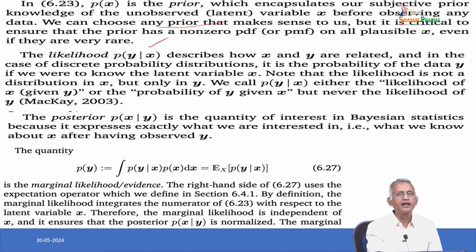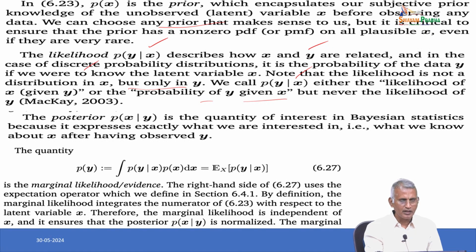So, for the likelihood, P(y|x) describes how x and y are related. In the case of a discrete probability distribution, it is the probability of the data y if we were to know the latent variable x. Note that the likelihood is not a distribution in x, but only in y. We call it P(y|x). We speak of the likelihood of x given y, or the probability of y given x, but never the likelihood of y. A full description of the likelihood P(y|x) is given in MacKay, 2003.